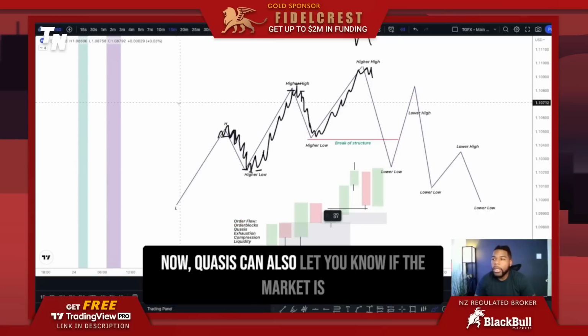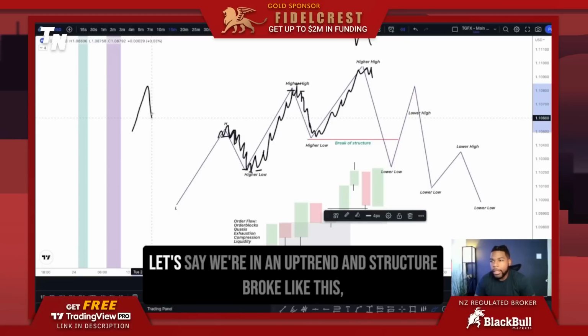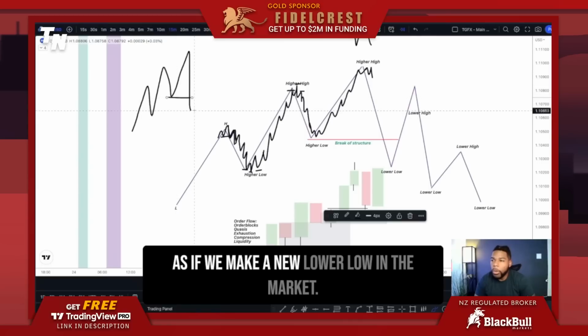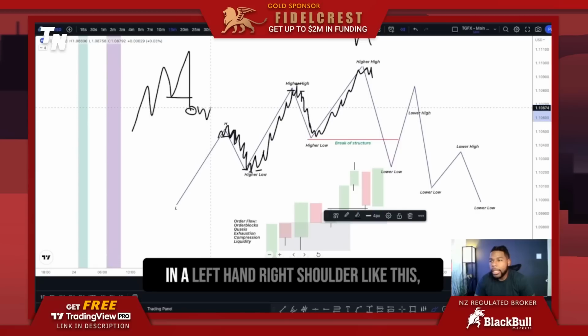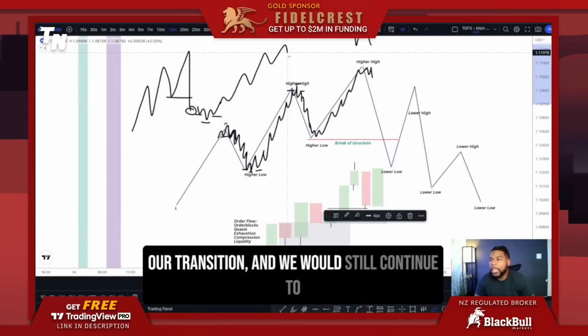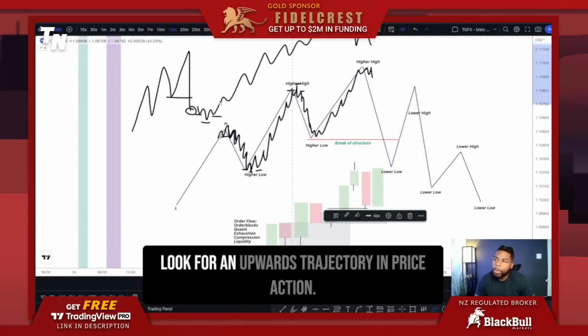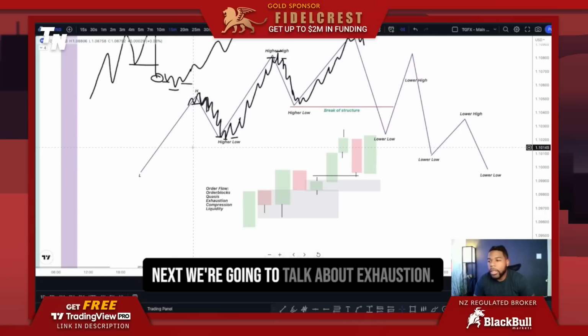Now, quasis can also let you know if the market is throwing you a fake break of structure, such as this. Let's say we're in an uptrend, then structure broke like this, as in we make a new lower low in the market. If we see price form a quasi, as in a left head, right shoulder, like this, after that break of structure, that would invalidate our transition and we would still continue to look for an upwards trajectory in price action. And I'll show you guys some examples on live price action as well. Next, we're going to talk about exhaustion.